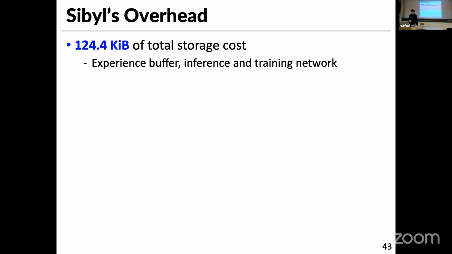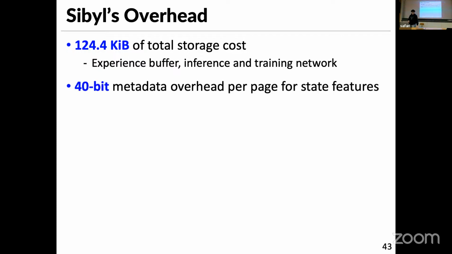As for Cibil's overhead, we have grazed upon it. It's 124.4 kilobytes of total storage cost. That includes the experience buffer and the inference and training network. So that's a very low overhead.